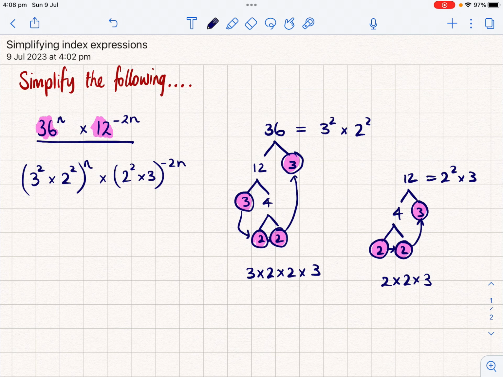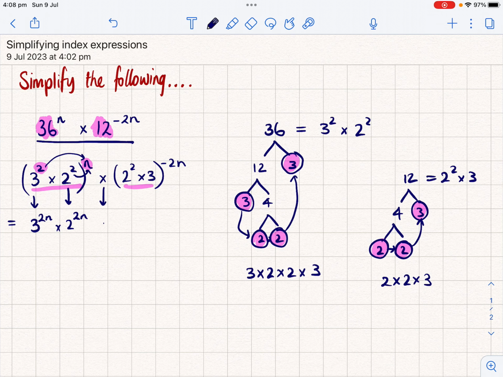So I'm going to go to my index laws for this one. When I'm doing my index laws, I always start with the brackets. We've got 2 sets of brackets, and this is what I call a power to another power. So when I have a power to a power, I multiply the powers. So for this first bracket, I'm going to keep the base and times the powers. 2 times n is 2n. Keep the base, which is a 2, times the powers. 2 times n, 2 to the power of 2n.